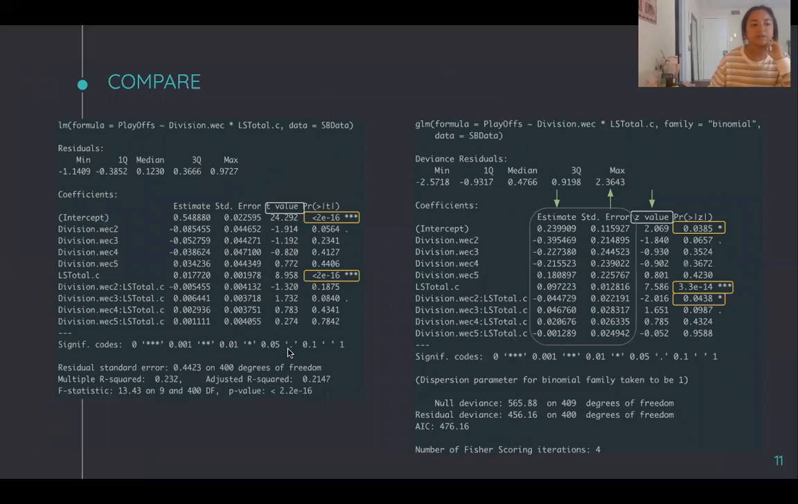When you're comparing the outputs side by side, you can see the estimates decreased from the linear model to the logistic, and the standard errors increased, which makes the t or z value decrease. And again, we have z's because it's a binomial outcome, and the variance depends on the means and not the residuals. Additionally, you can see that the p-values changed, and we found the interaction to be significant in the logistic, but not in the linear.